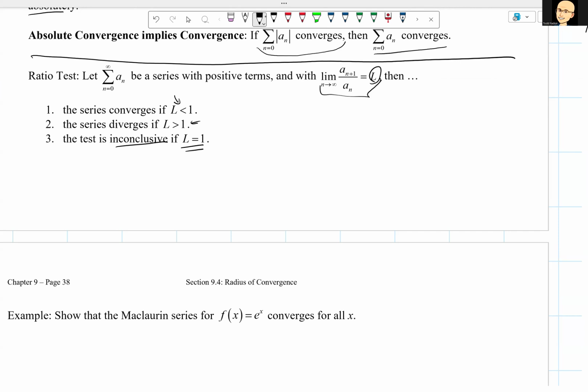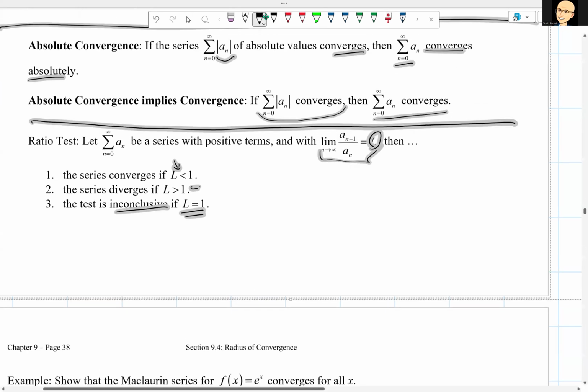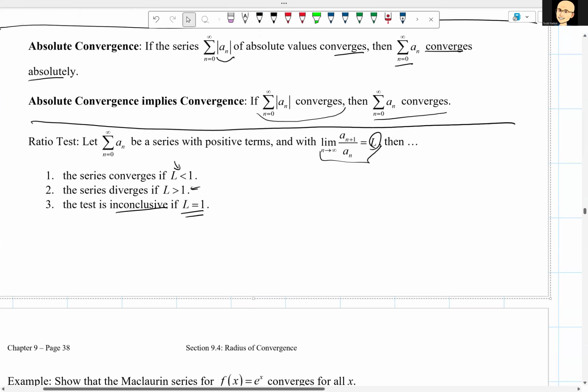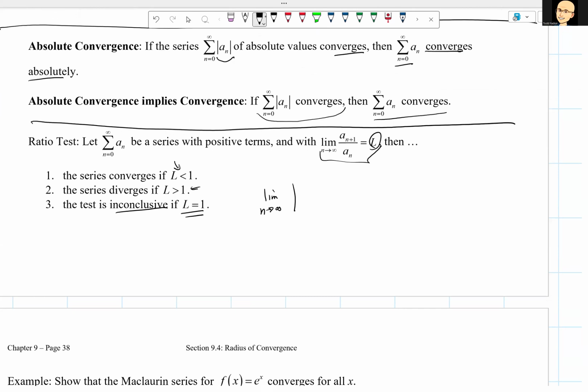Now, let's talk about why we needed the thing above as we talk about ratio tests. What we often do when we do the ratio test is we end up really taking the limit as n goes to infinity of the absolute value of a sub n plus 1 over the absolute value of a sub n.